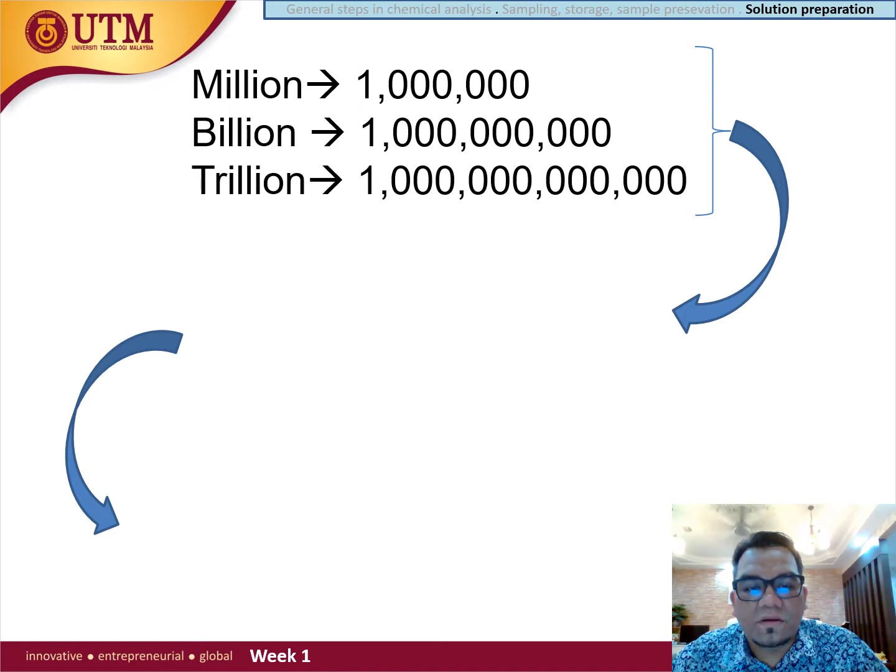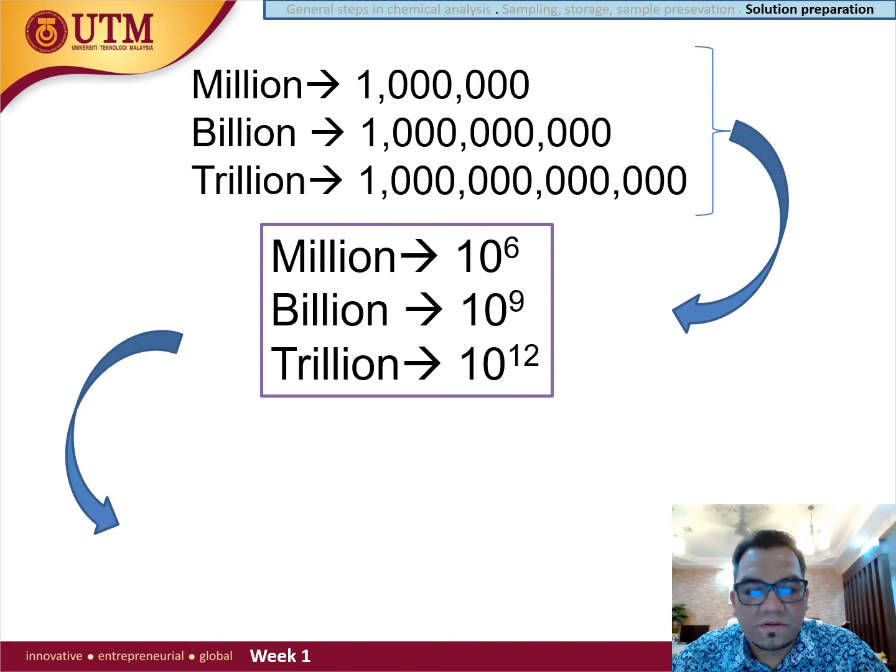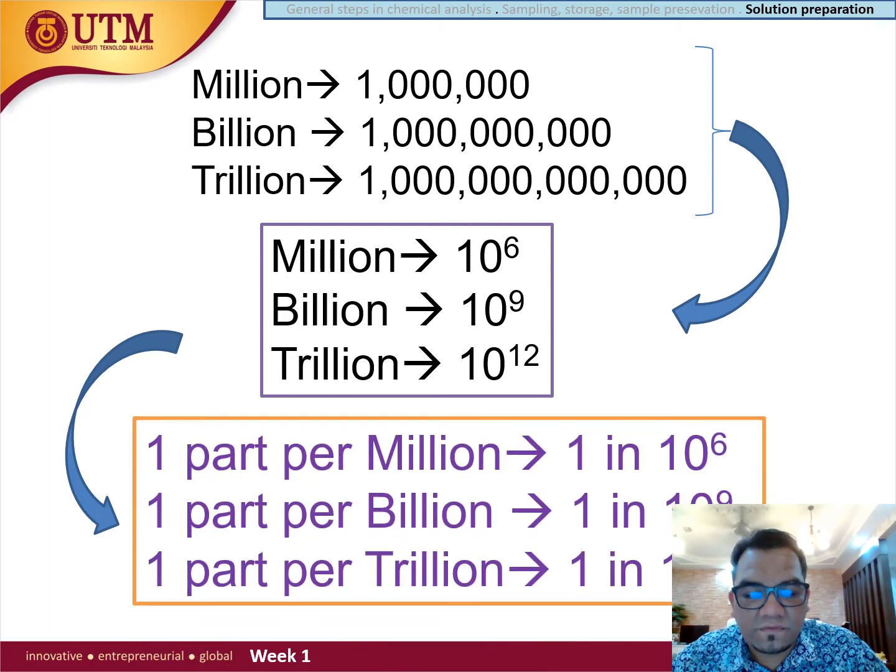So 1 million, 1 billion, and 1 trillion, we represent all of these in terms of 10 to the power of 6, 10 to the power of 9, and 10 to the power of 12. So 1 part per million is 1 in 10 to the power of 6, 1 part per billion is 1 in 10 to the power of 9, and 1 part per trillion is 1 in 10 to the power of 12. That is the basic unit.